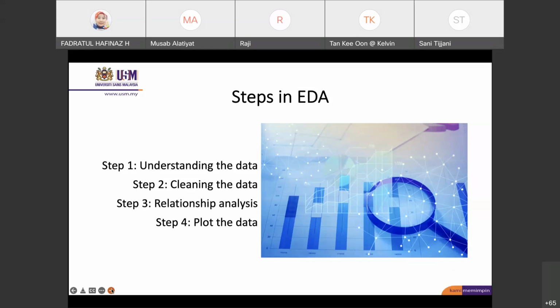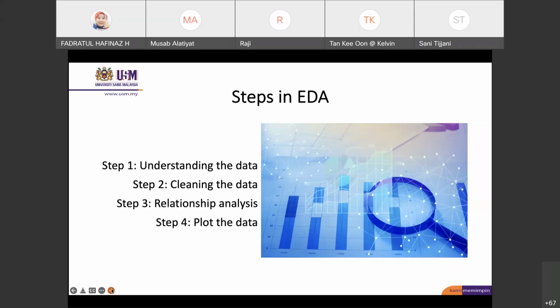Okay, the third step is to do the relationship analysis, such as correlation among the selected variables. In this stage, we want to see how strongly the dependent variable depends on the independent variable, right?